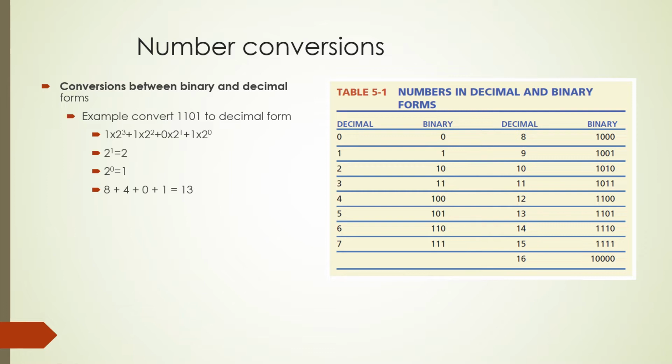So let's go through this example. The number to convert is 1101. We count from the rightmost digit starting with 0. This gives us powers of 0, 1, 2, and 3. We then take the first digit, which is 1, and multiply that by 2 raised to the power 3. Add that to the second digit, which is 1, multiplied by 2 raised to the power 2. Add that to the third digit, which is 0, times 2 raised to the power 1. And finally, add it to the last digit, which is 1, times 2 raised to the power 0. The sum of all this is 13.